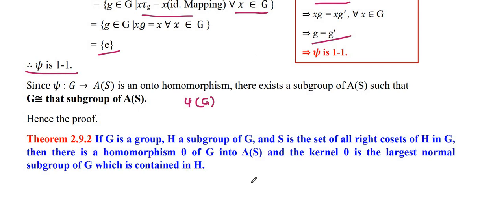So we have G to be a group, H to be a subgroup, and S denotes the set of all right cosets of H in G. All those elements which are of this form, either Hg or Hx, where x should range over capital G. So this is the collection S that we have in this statement, and of course A(S) is the collection of all bijective mappings from S to itself.